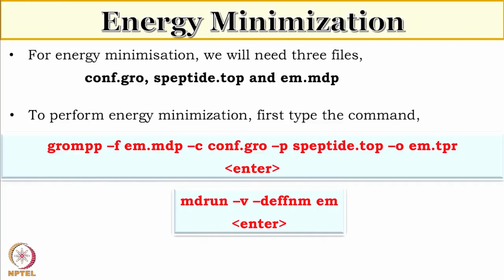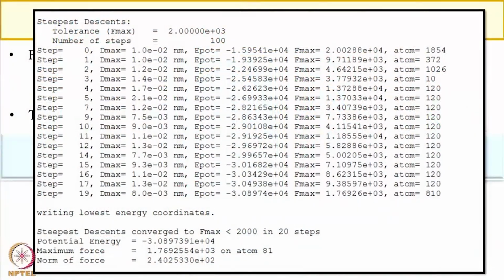So the next command is mdrun -v -deffnm em. What -deffnm does is it will generate all my output files, that is, I will have a different GRO file, I will have a TPR file, I will have an XTC file, it will generate all those files using the initial name em. Okay. So something like this will be displayed on my screen.